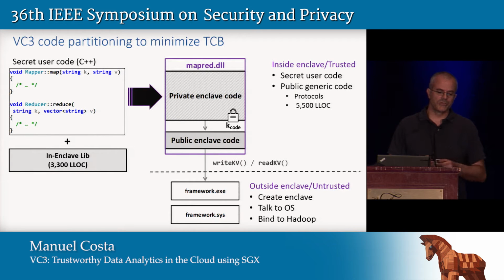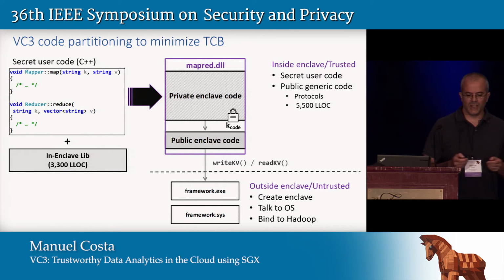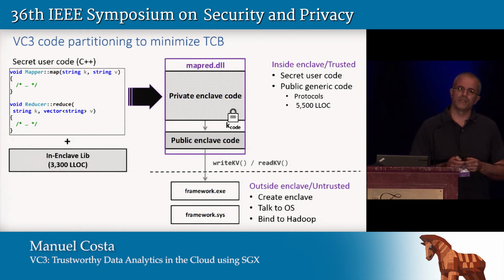This code then has a very narrow interface with the rest of the system. The code just reads and writes key value pairs from the rest of the data analytics system. And outside the trusted boundary, the code that runs in the untrusted area does things like creating these SGX enclaves, talking with the operating system, binding to unmodified Hadoop installations. But all of that code, if you include the operating system and the hypervisor, is a lot of code, but all of that code is untrusted.